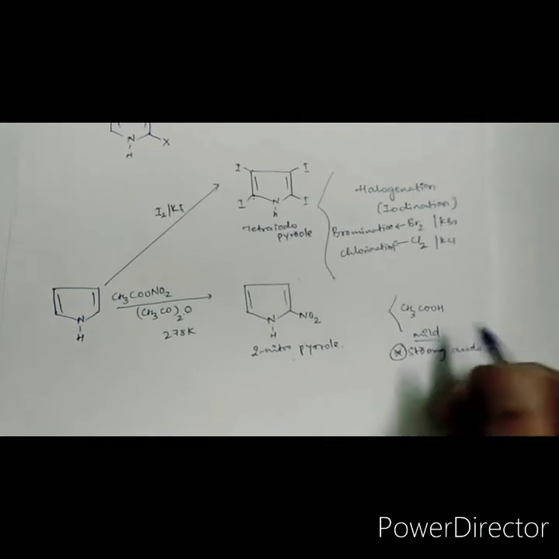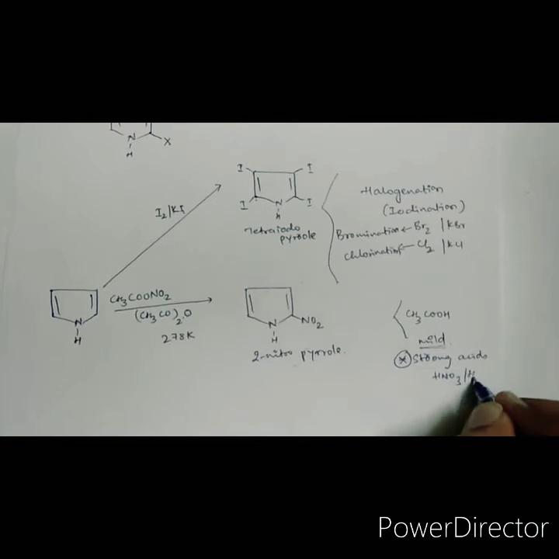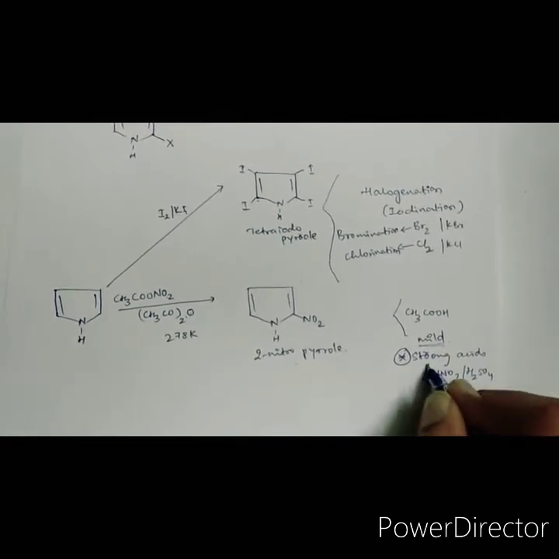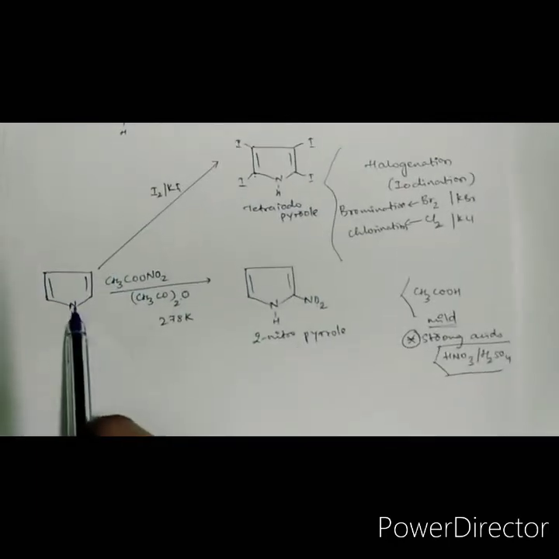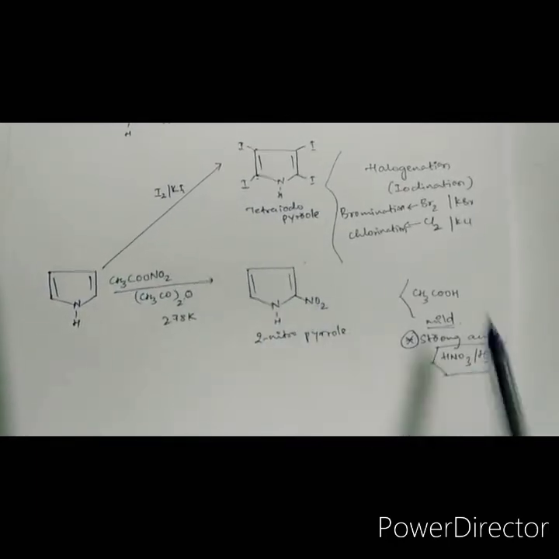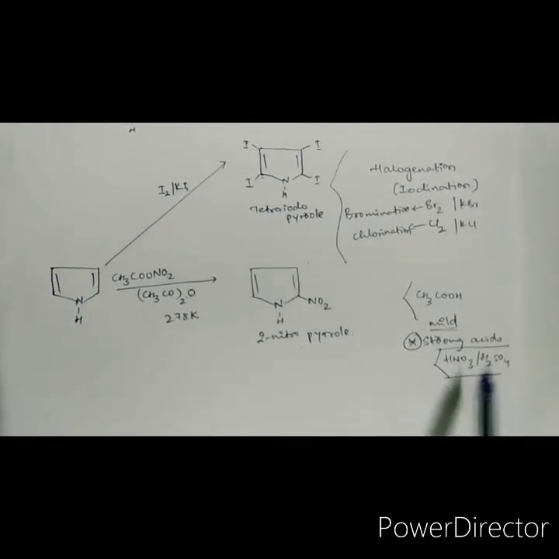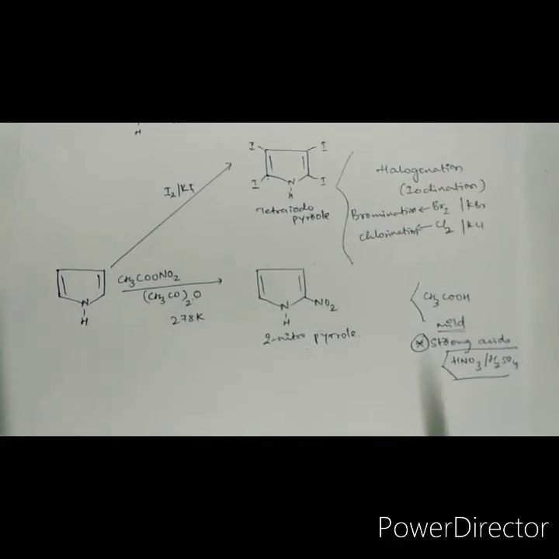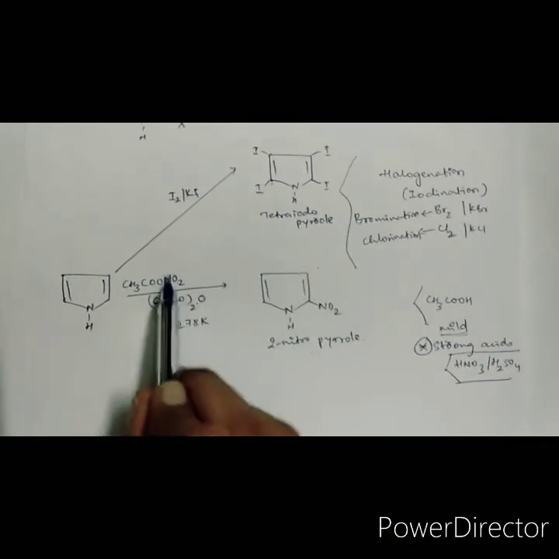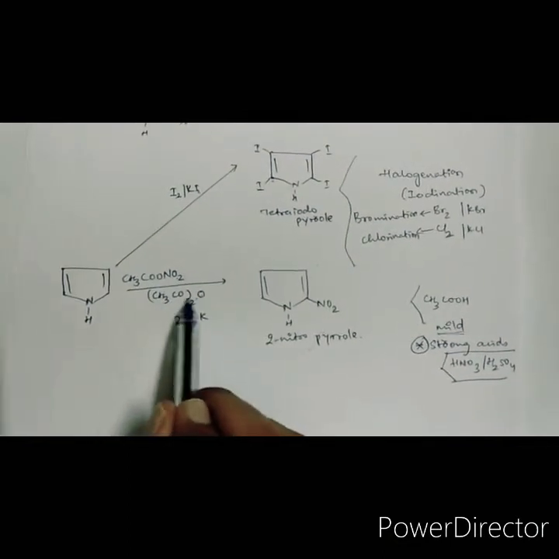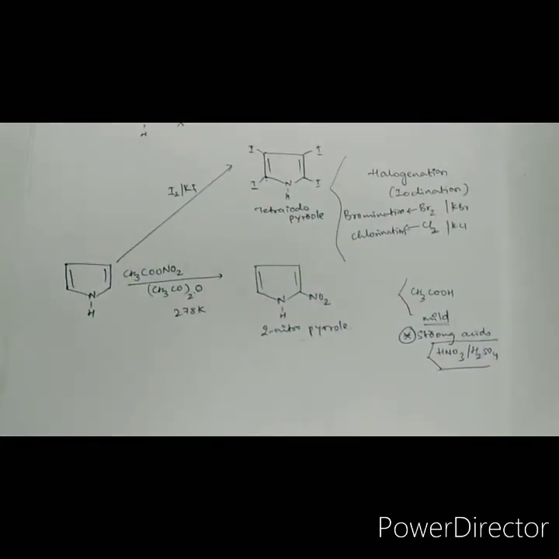If we use strong acids like nitric acid in presence of sulfuric acid, this is usually a nitrating agent in any of the reactions. But in case of pyrrole, if we want to undertake nitration, this mixture of nitric acid and sulfuric acid should not be used. Otherwise, pyrrole will tend to polymerize rather than giving nitro product. So because of this reason, we have to use milder conditions like acetyl nitrate in presence of acetic anhydride. Then only we will get the product as 2-nitropyrrole.